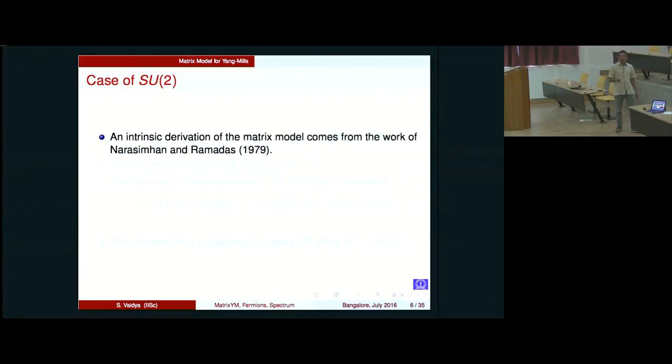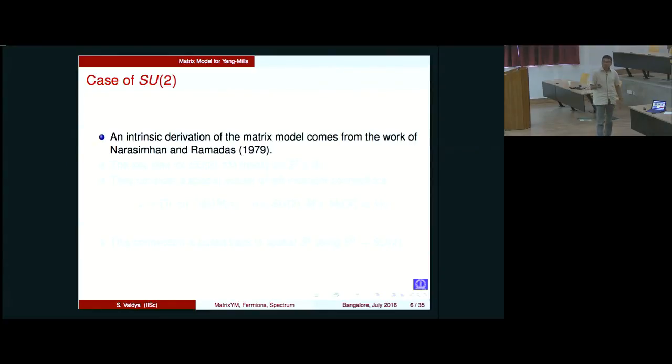Now, for the case of SU(2), there is a very interesting intrinsic derivation that comes from old work by Narasimhan and Ramadas. They were interested in this model because of the problem that was pointed out by Gribov just a few years before. What underlies Gribov's observation is that the gauge bundle of Yang-Mills theory is a topologically non-trivial bundle. There are no global sections.